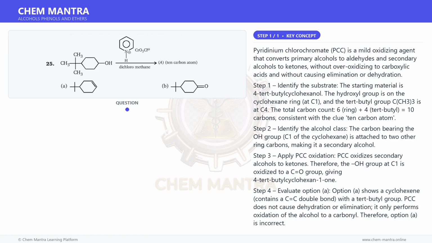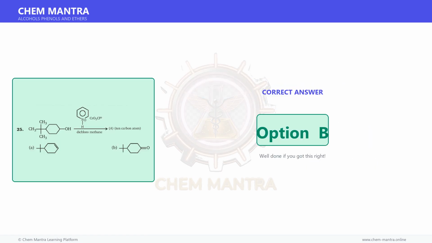Step 5. Evaluate option B. Option B shows 4-tert-butyl-cyclohexanone, a cyclohexanone with a tert-butyl group at C4. This is exactly the product expected from PCC oxidation of a secondary alcohol. The carbon count is 6 plus 4 equals 10, matching the given hint. Therefore, the correct answer is option B.